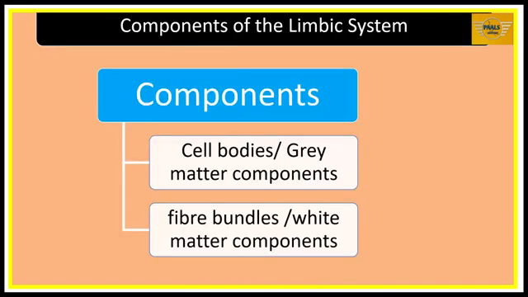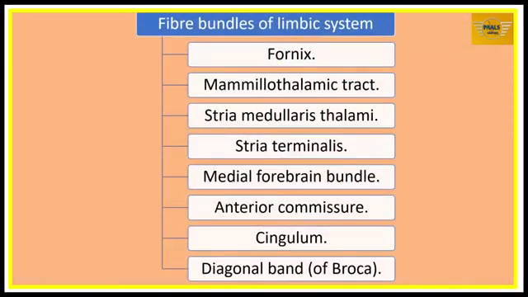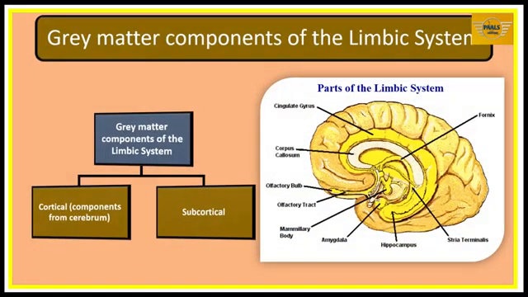The limbic system can be classified based on its components. We have two major components. One, the cell bodies, which is referred to as the gray matter component, and then the fiber bundles, or the white matter component. Some examples of the fiber bundles of the limbic system are the fornix, mammillothalamic tract, stria medullaris thalami, stria terminalis, medial forebrain bundle, anterior commissure, cingulum, and diagonal band of Broca. These are all fibers of the limbic system. Now we'll look at the gray matter components of the limbic system.